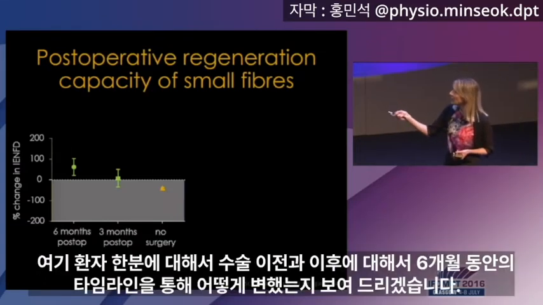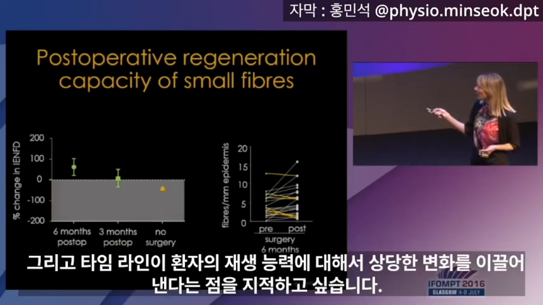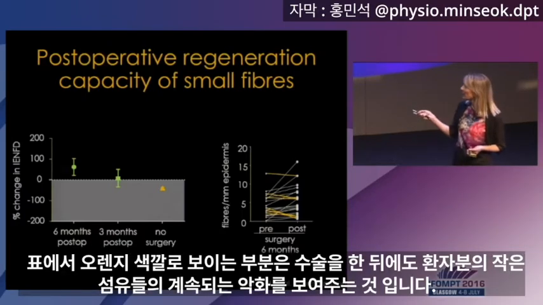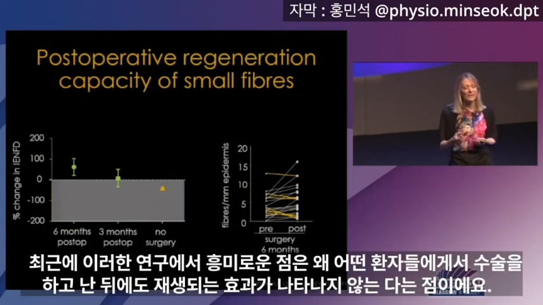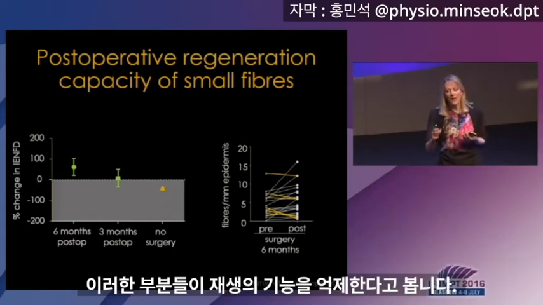Now, at the 6 months time point, I would like to show you single patients, pre and post-surgery. And what I would like to point out is that there is a significant variation in the regeneration capacity of our patients. In orange are those patients that, even though they had surgery, continue to degenerate in their small fibers. And we are currently looking whether that might explain why some patients with a lower regeneration capacity do not benefit from surgery. Most importantly, we're currently looking at the genetic profile in the skin, the expression profiles in the skin, to see whether we can find a molecular signature that might facilitate or prohibit regeneration.